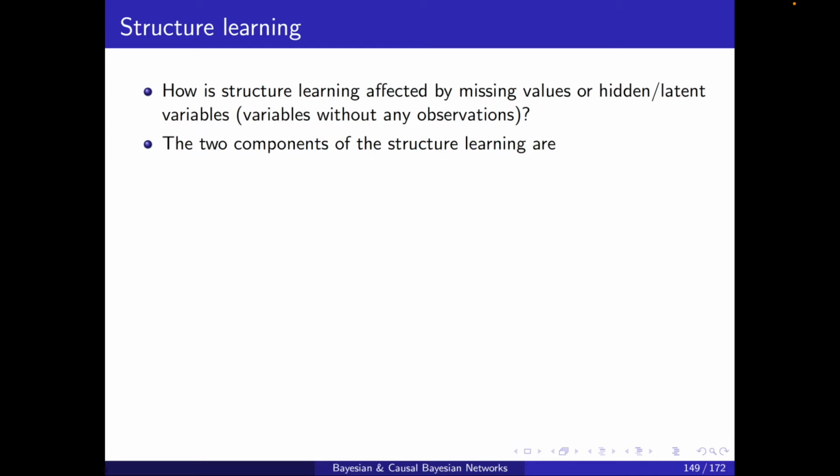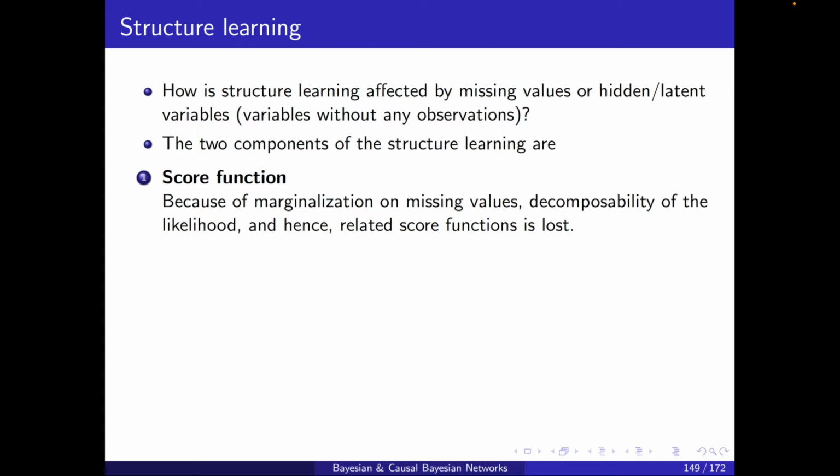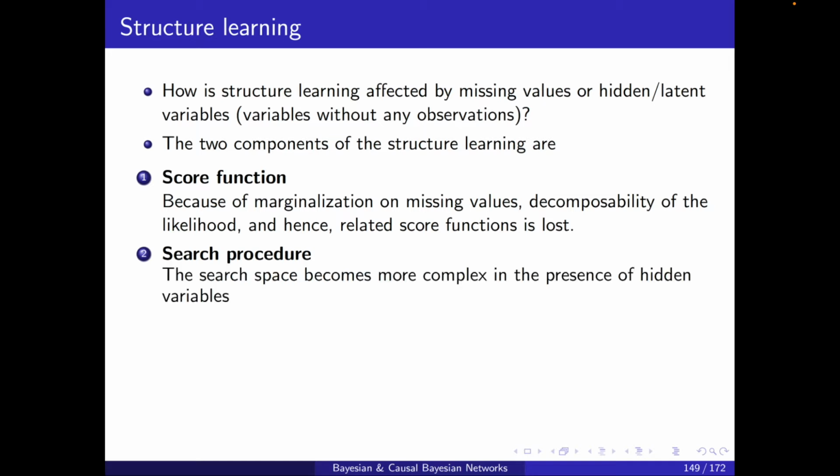So there are two components to structured learning. One is the score function, and there, because of marginalization and missing values, as we saw in the parameter learning, decomposability of the likelihood and hence related score functions is lost. Second is the search procedure, and this will be affected by the missing values. The computation of the structure scores will be more complicated and time consuming, but also it will be more complex in the presence of a hidden variable, if there is any, and also by the uncertainty in the number of their values.